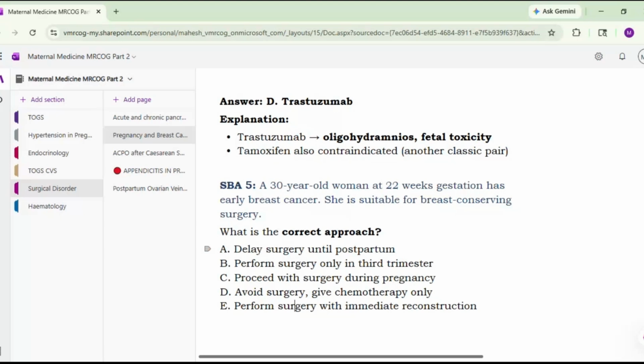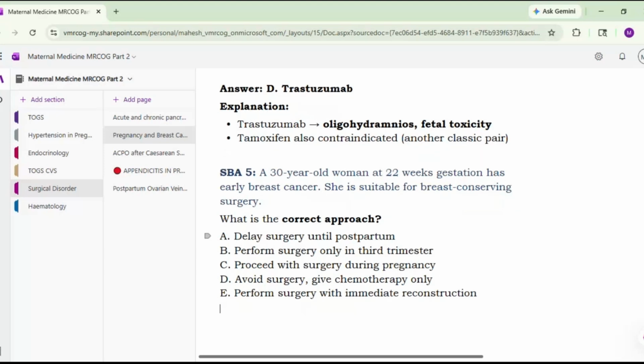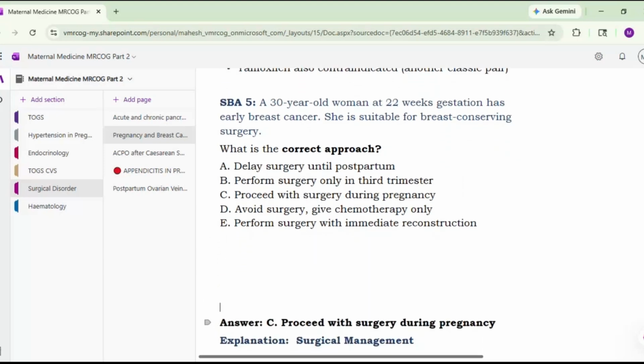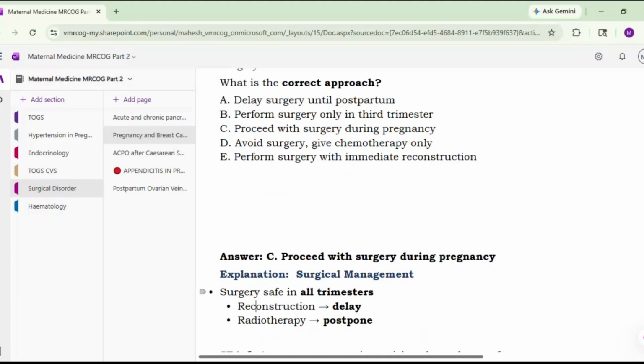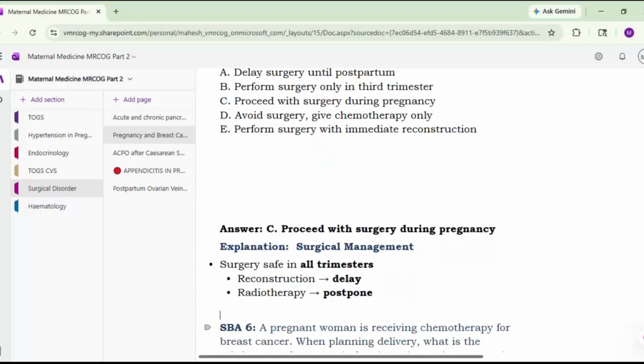So this is the proceed with surgery during pregnancy option, but here they have not commented anything about reconstruction. So among these options, this is the most suitable. If there had been an option with delayed reconstruction, that would have been the best. So proceed with surgery during pregnancy. Surgery is safe in all trimesters. Reconstruction is to be delayed. Radiotherapy is to be postponed.